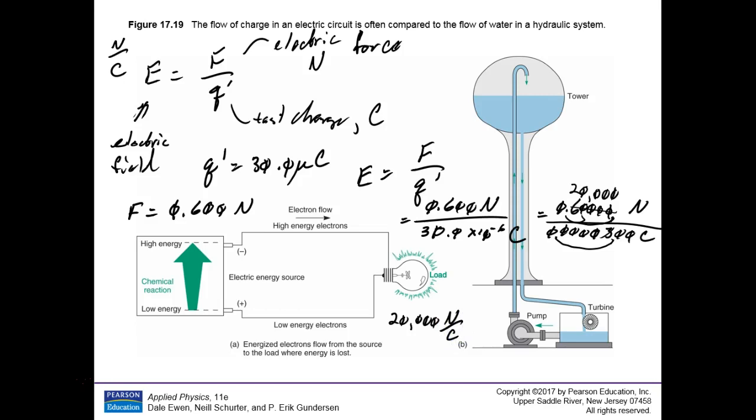And they say 2.00 times 10 to the 4th newtons per coulomb. That's the same thing. And actually only to that 0 is significant. Same answer, 2.00 times 10 to the 4th newtons per coulomb.